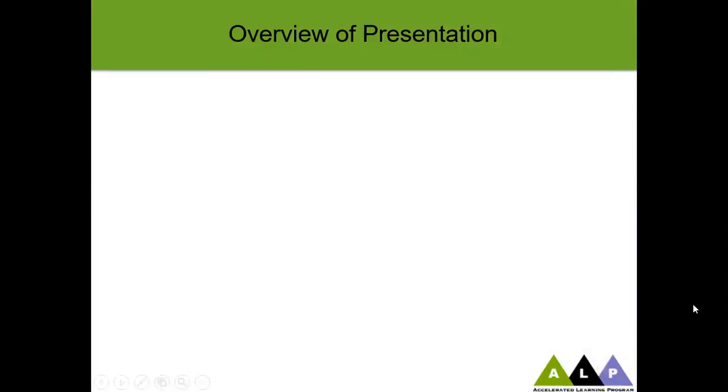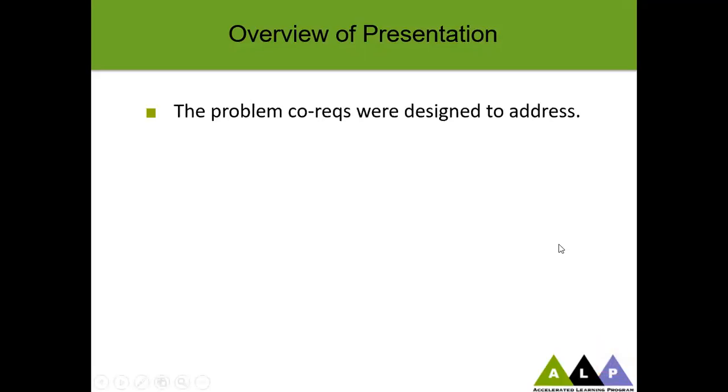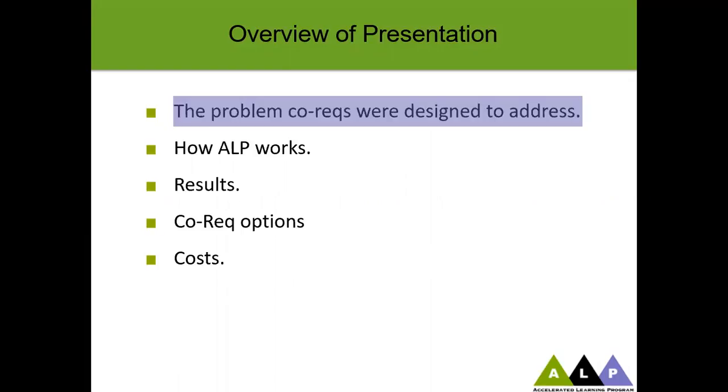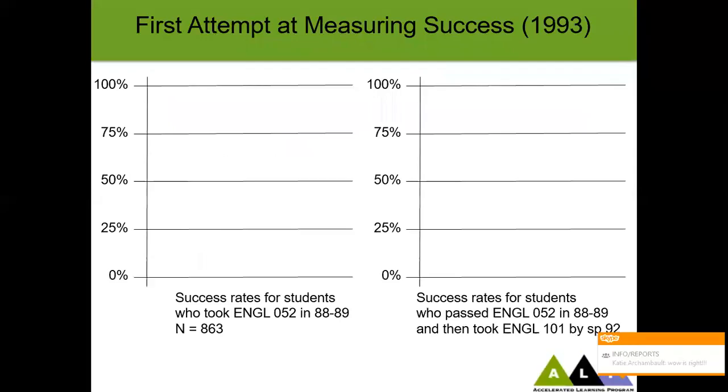So what we're going to do today is first describe the problem that the ALP program, or the CoRequisite program, was designed to address. Then I'm going to explain how ALP itself works. Then I'll present some data, some results on how it worked. Then I'll tell you a little bit about other options besides ALP that are also co-requisite options. And finally, I'll talk for just a slide or two about the costs of ALP. So let's get started. We're going to talk about the problem that co-requisites were designed to address.